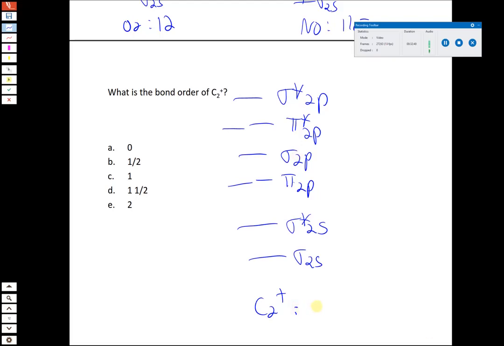C2+ number of electrons is going to be 7. Each carbon has 4 valence electrons. We remove 1 for the positive charge, so we have 7 electrons. So we go 1, 2, 3, 4, 5, 6, 7. All right, so that's C2+. And then the bond order for this is going to be 1/2 the number of, out of the 7 electrons, how many of them are in bonding orbitals? We have 2, 4, 5.